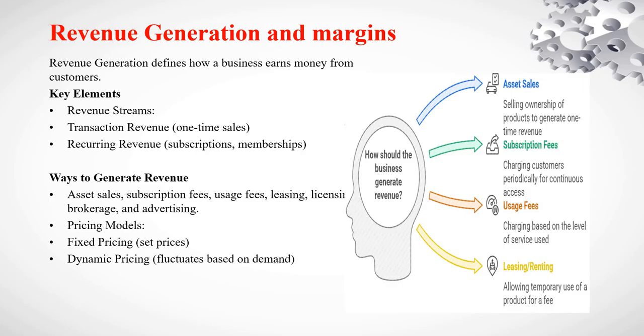Okay, so in transaction revenues, one-time payments for products or services will be done, that is buying a smartphone, paying for a taxi ride. And recurring revenues, ongoing payments for continuous access to a product or a service will be done, like example is Netflix subscriptions, then gym memberships. So here there are various ways to generate the revenue. So the first one is asset sales. Okay, that is selling ownership of a product, for example car, electronics, or the real estate.